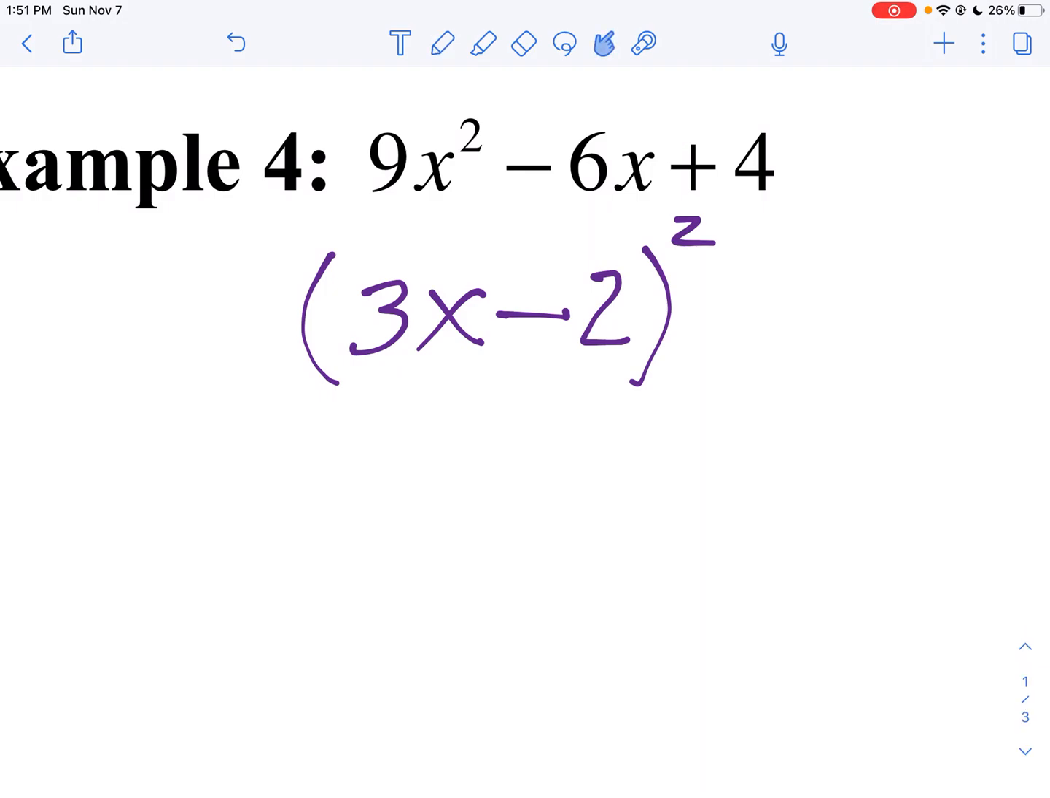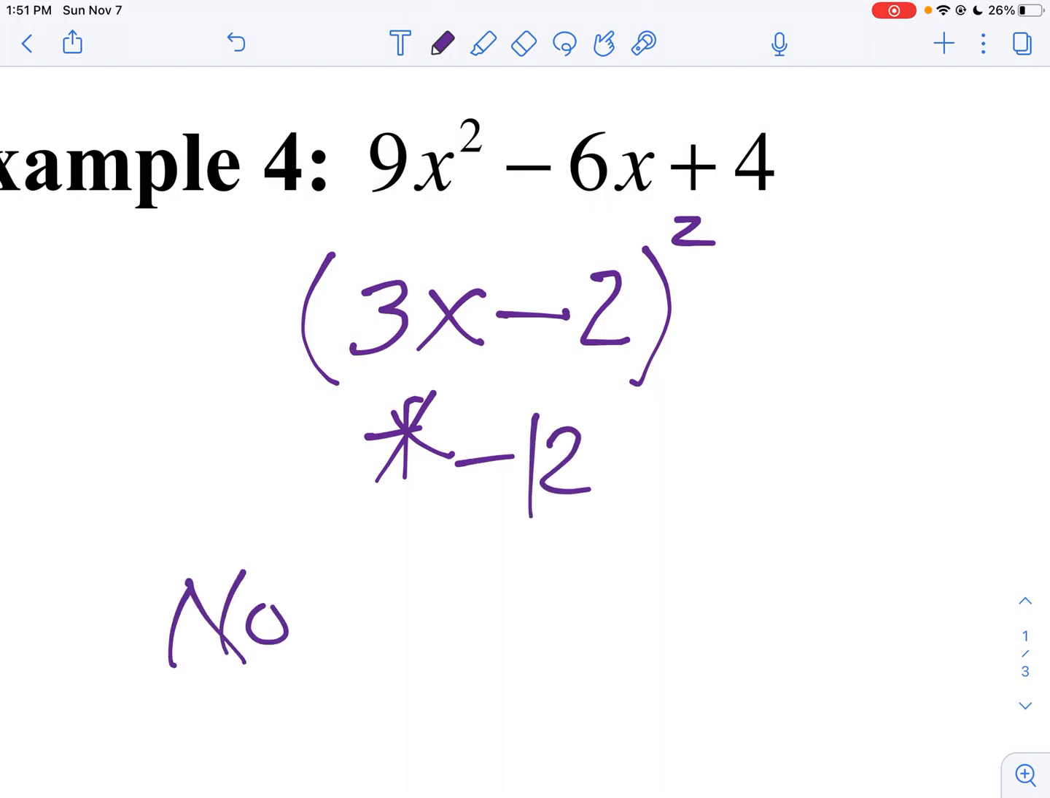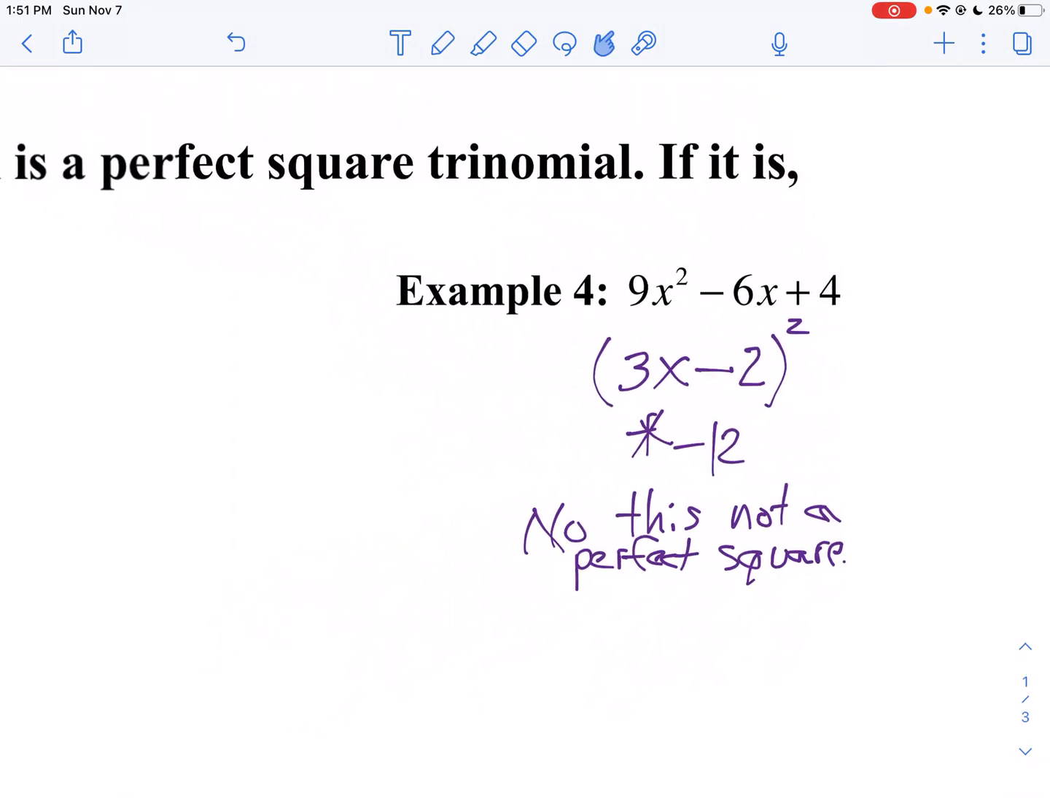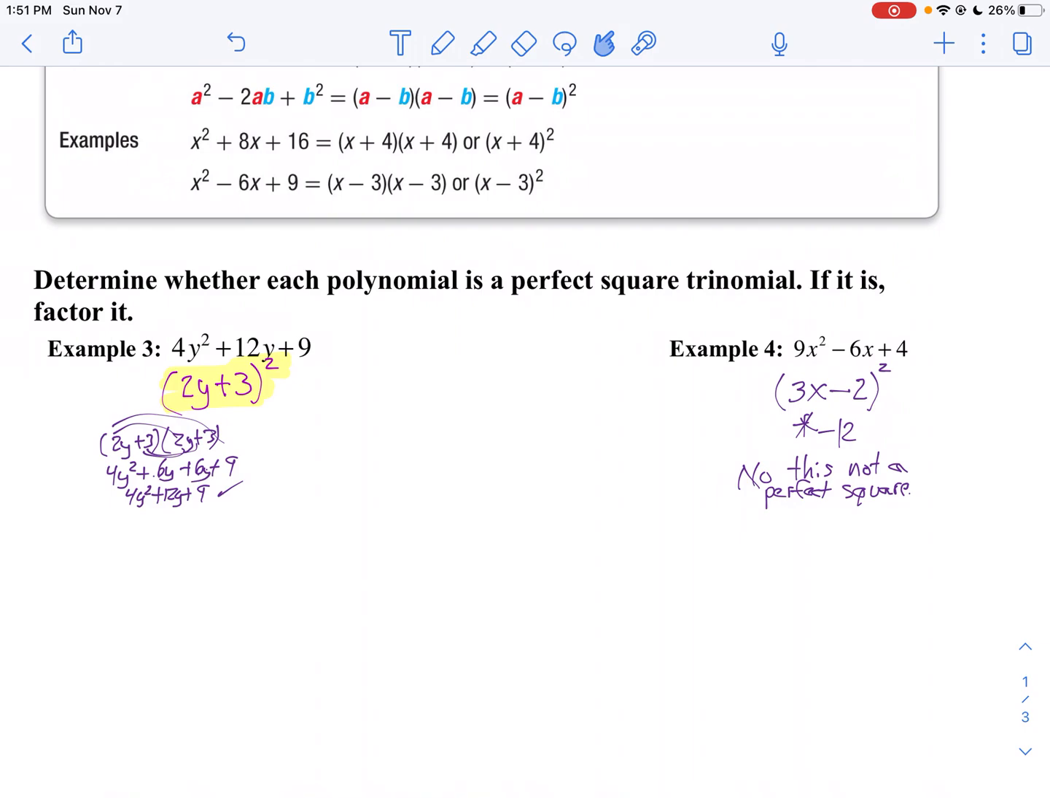Now, if I take my terms, multiply them together, and double it, because there's 2 parentheses, 3 times negative 2 is negative 6. I double that, I'm supposed to get negative 12. Uh-oh. So no, this is not a perfect square. Since it's not a perfect square, I don't have to worry about factoring it for these types of problems. That's all you would have to do on that.